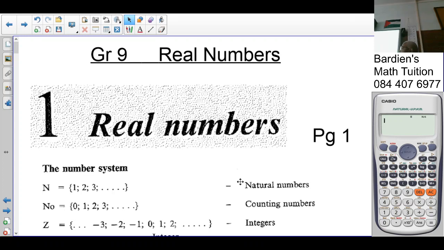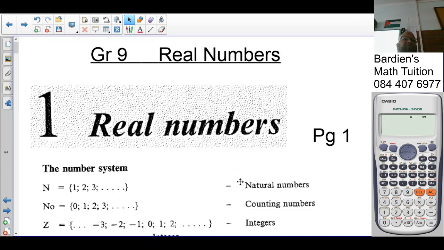As you know, this lesson will be a bit shorter, but we're just going to introduce the real number system, or the number system, which is real numbers, which is on page 1 in your textbook. So the number system, you've dealt with this before when you were children.